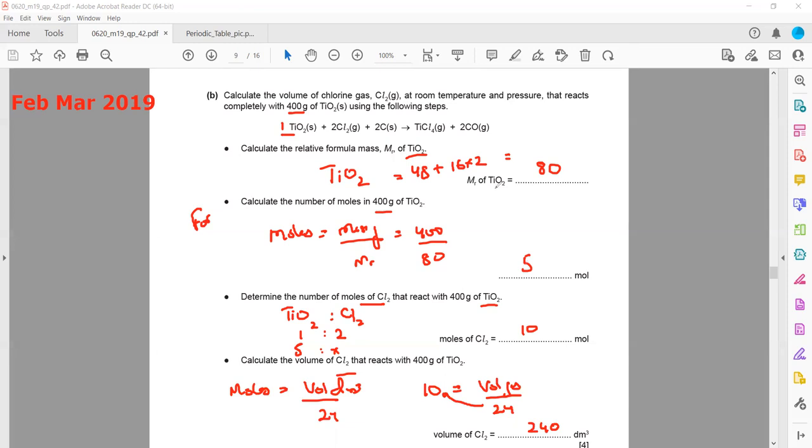So first, we got the relative molecular mass by using a periodic table. Then we used the formula mass in grams divided by molar mass to get the moles of titanium oxide. From moles of titanium oxide, we got the moles of chlorine. And from moles of chlorine, we got the volume of chlorine.